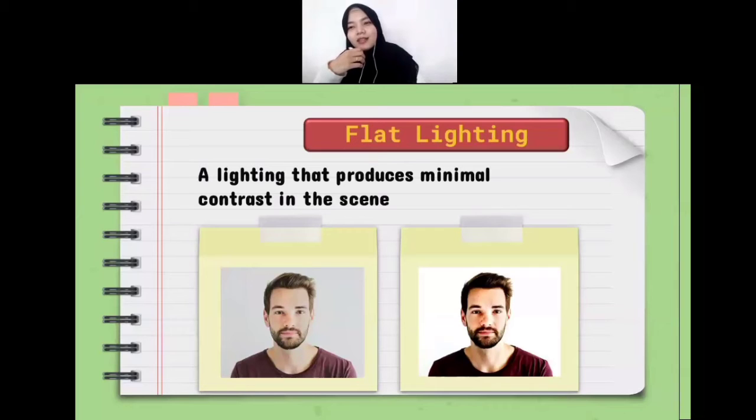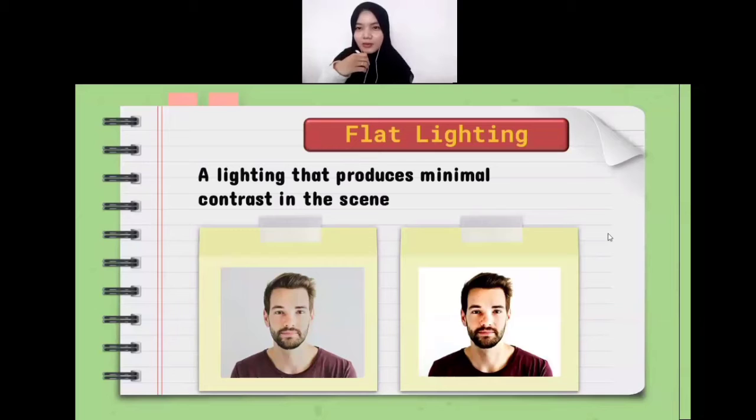Okay, the first one is flat lighting. Flat lighting is a lighting that produces minimal contrast in the scene. As you can see in the slide, there are two pictures that I've attached. Can you guess which one has the minimal contrast? You can type it in the chat. The left one? Yes, the left one, correct.